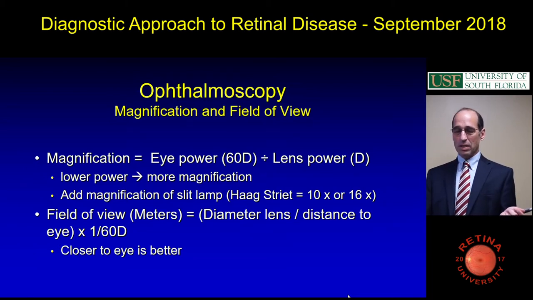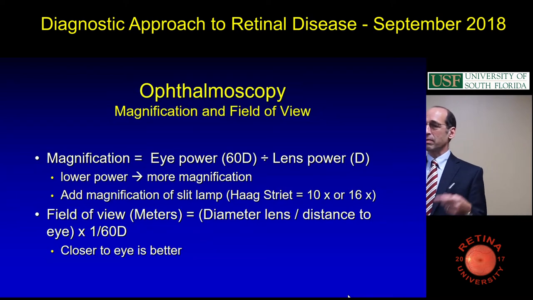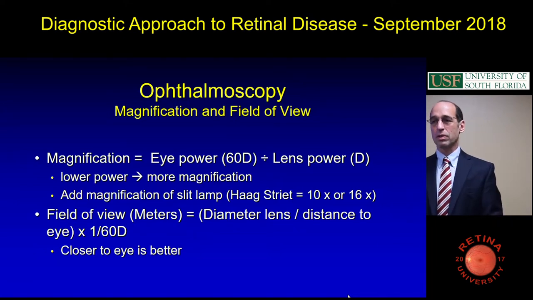So magnification has to do with the eye power, which you approximate at 60 diopter, and you divide that by the power of your lens, which is a 20 lens, a 78 lens, or a 90 lens, and that gives you the magnification of the lens. So the lower power is going to give you more magnification. So a 20 diopter lens would give you 3 times magnification, because 60 divided by 20 is 3.